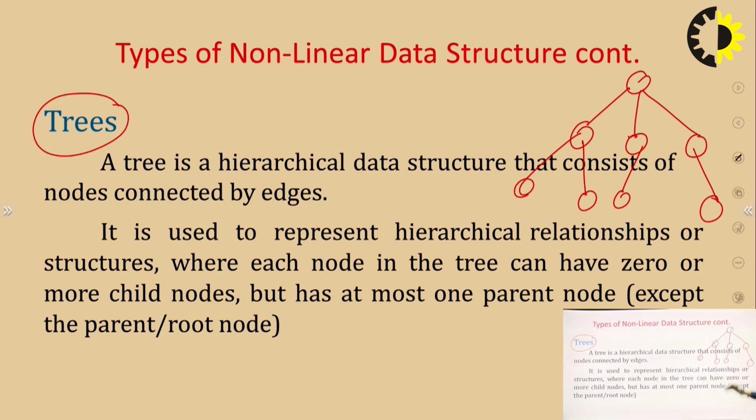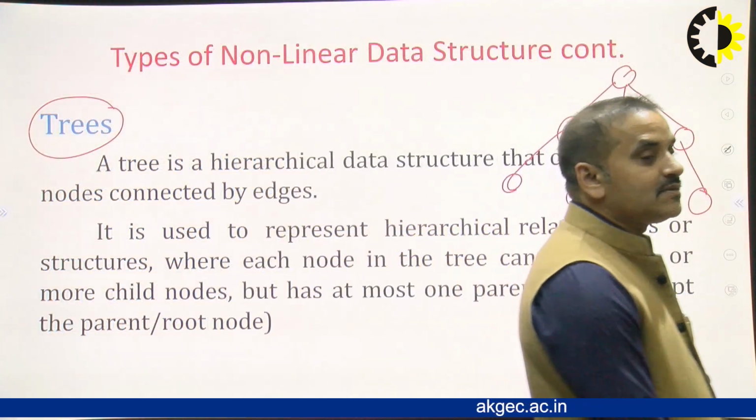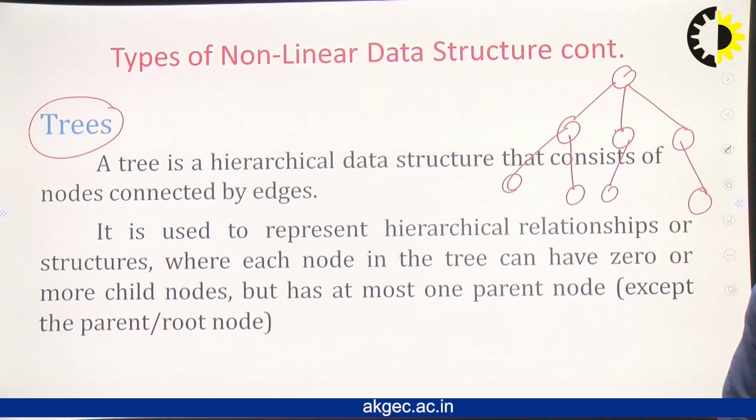Each node may have a different number of children. But if we want to restrict the number of children, then the tree is converted into different types, which will be discussed later. It is used to represent hierarchical relationships or structure where each node can have 0 or more child nodes but has at most one parent node. That means if there is a child node, then its parent node is compulsory. Without a parent node, a child node does not exist. But a parent can exist individually.